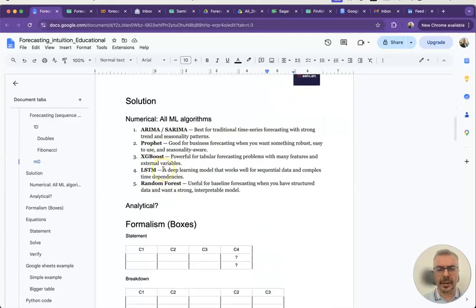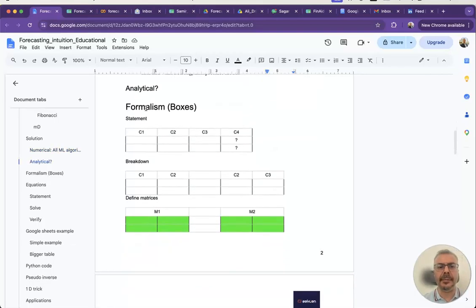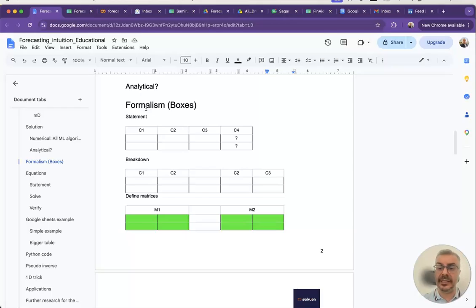Of course, usually there are plenty of AI machine learning methods: ARIMA, Prophet, XGBoost, LSTM, random forest. But here we'll talk about intuition and we'll take it analytically. We'll see what happens under the hood so that we see better how to interpret it, control it, and know the mechanism behind it.